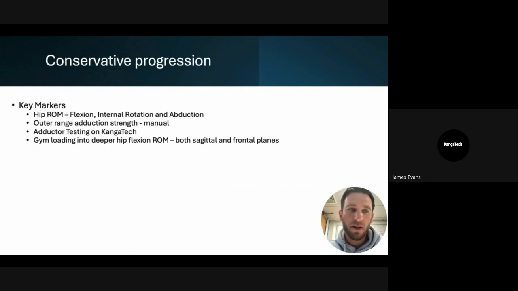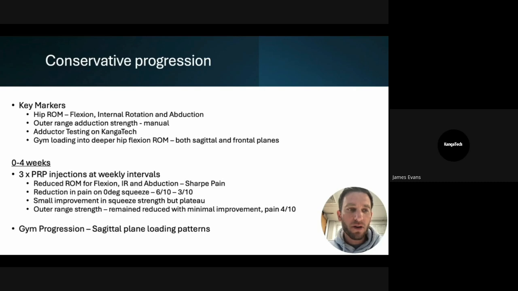Then we were looking at the adductor testing on the KangaTech, which we started in a more hip flexion position, so at 60 degrees, and then moved down to 0. And then once these improved, we started to look at unilateral tests moving out into abduction, and then looking at the progression with gym loading into the deeper ranges of hip flexion in the gym, both in the sagittal and the frontal planes.